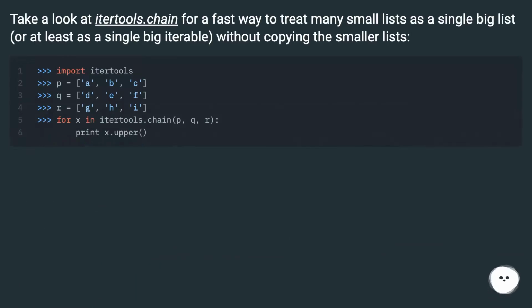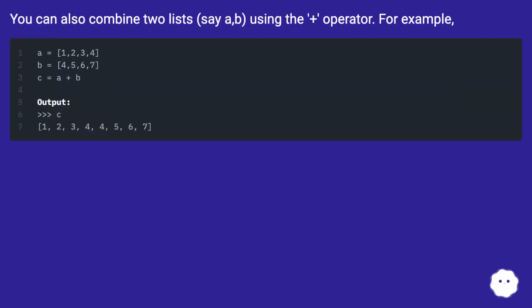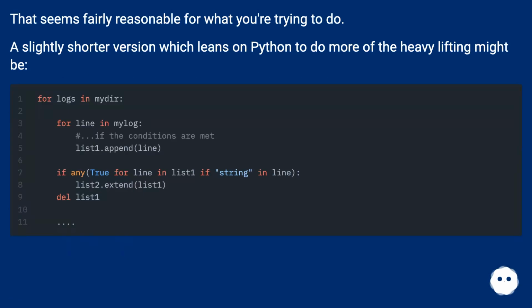Take a look at itertools.chain for a fast way to treat many small lists as a single big list, or at least as a single big iterable without copying the smaller lists. You can also combine two lists, say A, B, using the plus operator. For example, that seems fairly reasonable for what you're trying to do.